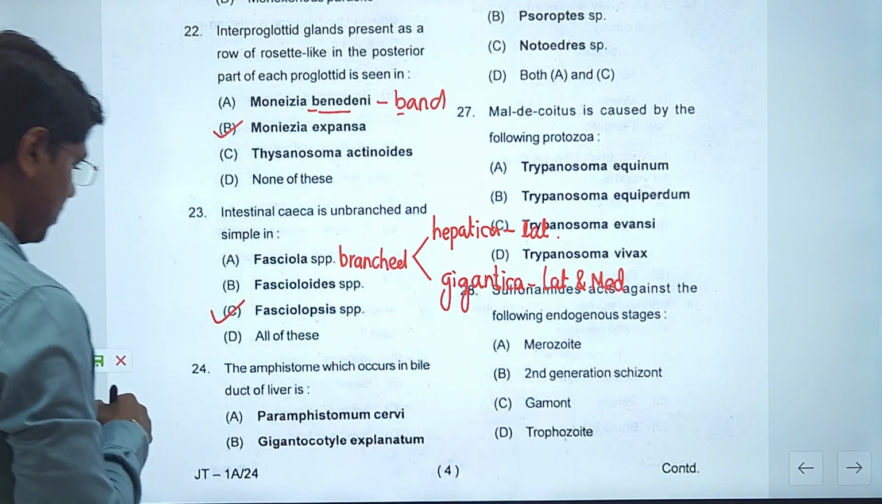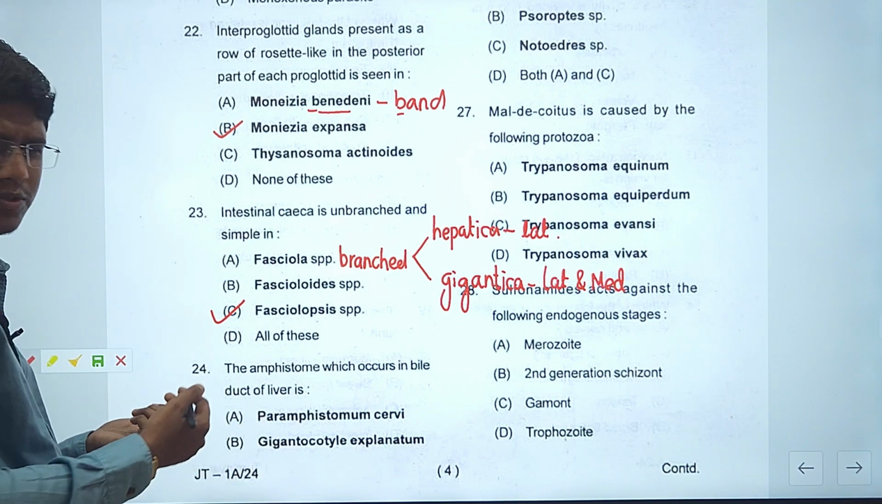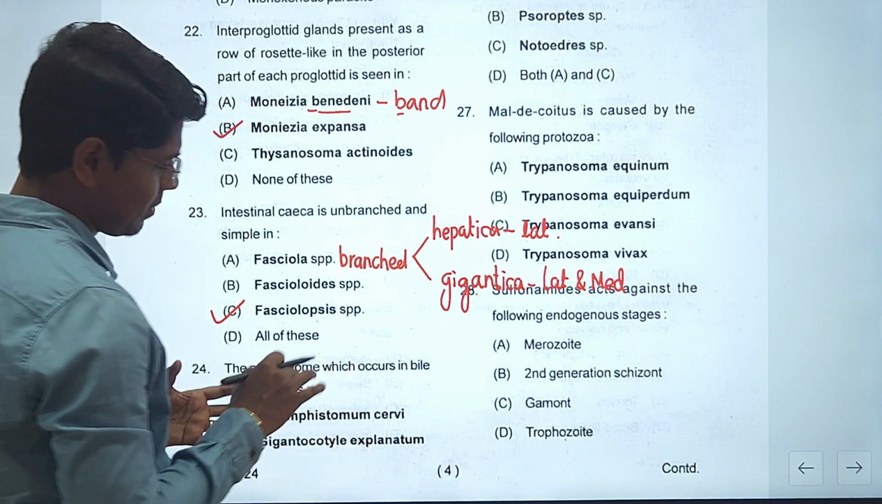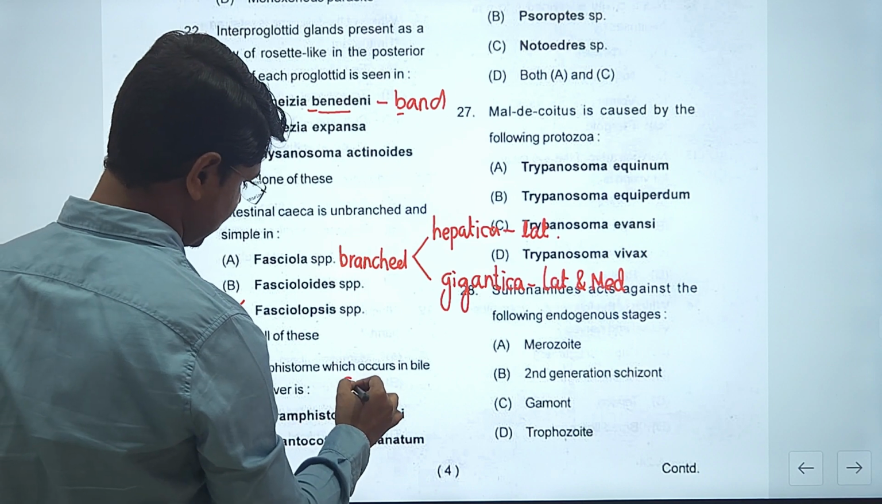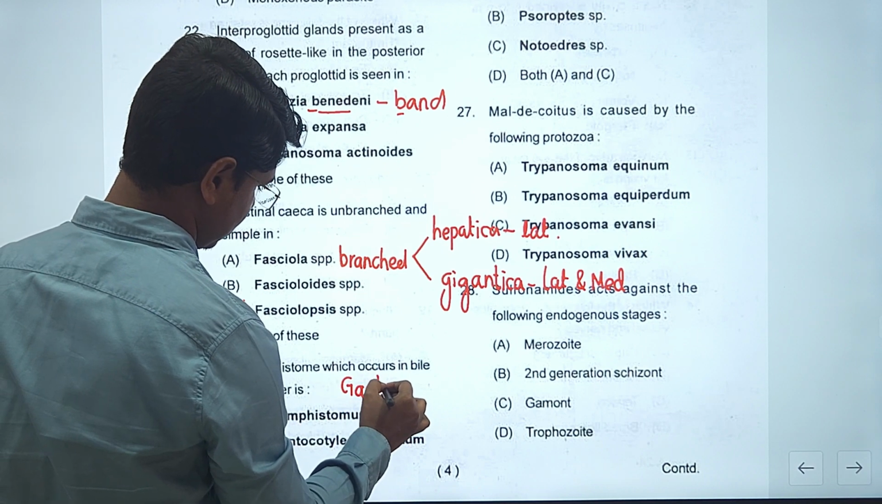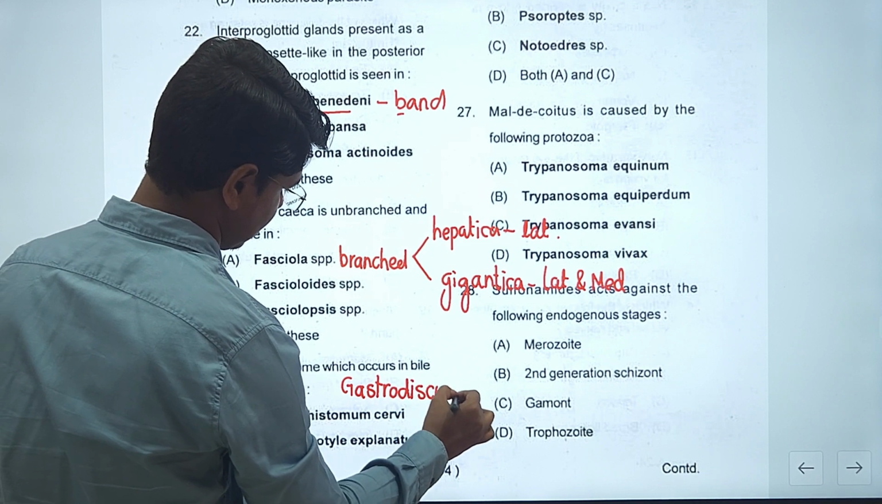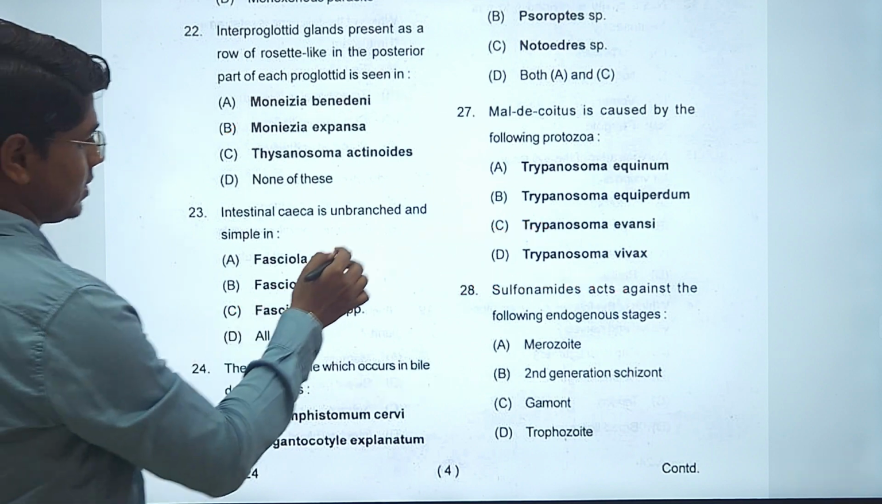The amphistome which occurs in the bile duct of liver, this question came in previous years also, is Gigantocotyle explanatum. Mostly amphistomes reside in the rumen, except Gigantocotyle. Another one is Gastrodiscus, which resides in the large intestine. Okay. Next question.